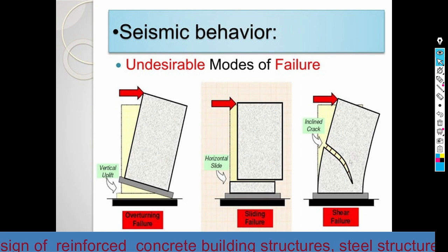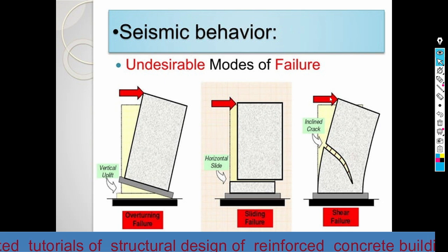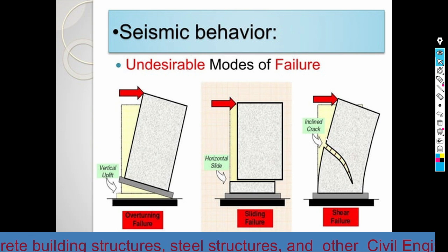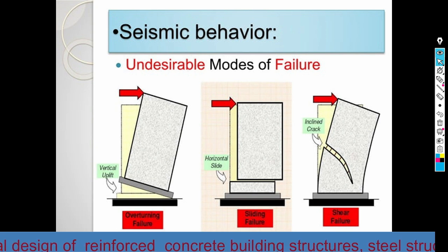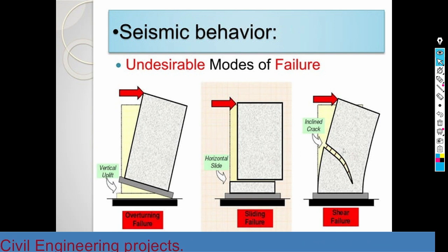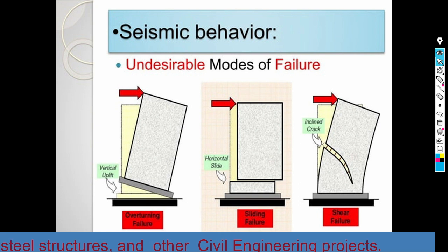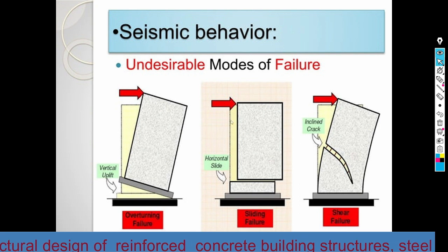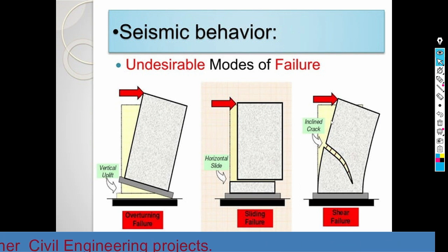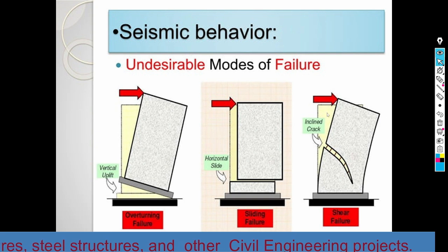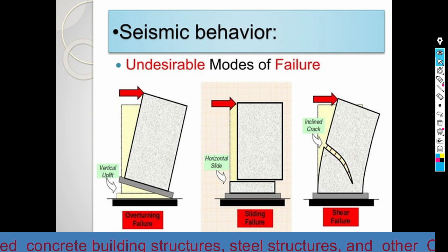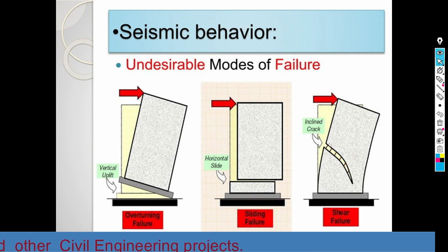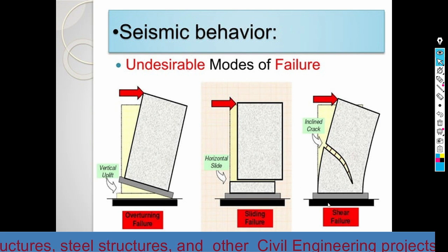And when we come to the third option, suppose we are applying the lateral force at the top of the building, and at this portion there is a crack. This kind of crack will result in a shear failure. Here this portion is in tension, and this portion is in compression. So the tensile stress will exceed the tensile resistance of the section. In that case, the shear failure will happen.